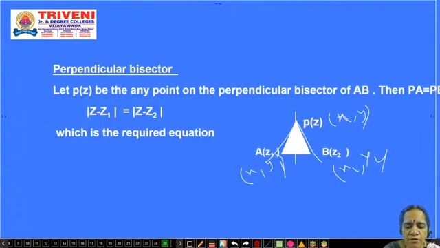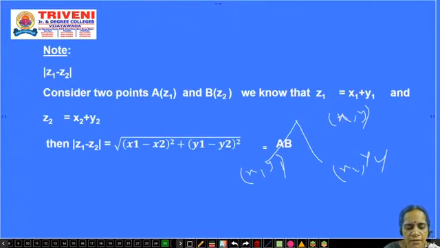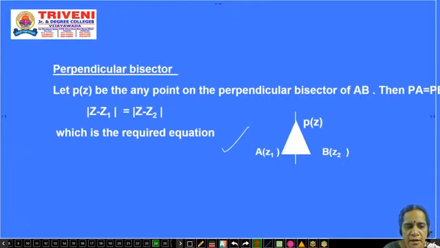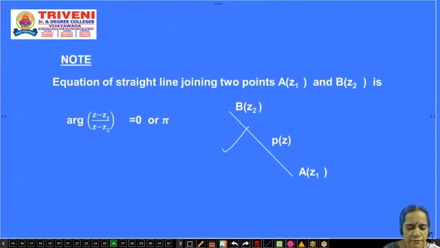All of you know that in the last topic, the distance between two points we found using the formula like this. Here also it is the same: x2 minus x1 whole square plus y2 minus y1 whole square. And then next one, equation of a straight line joining two points A and B.